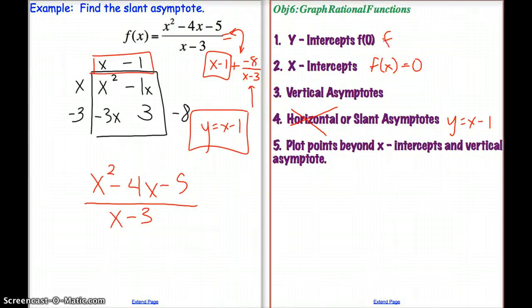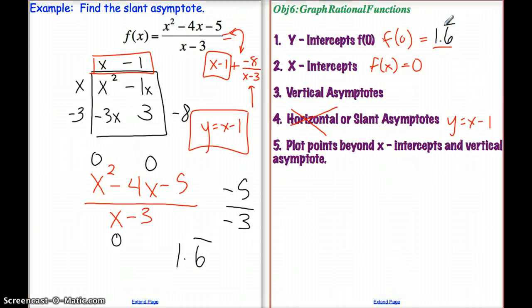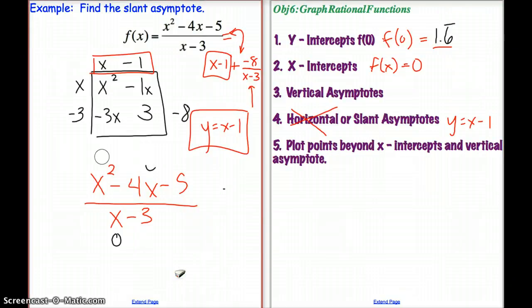Y-intercepts occur when we plug in 0. Okay, so let's plug in 0 and see what we get. If we plug in 0, we're going to get negative 5 over negative 3, or 1.6 repeating. So we have a y-intercept of 1.6 repeating. Okay? That's the first intercept. Now we're going to take a look at the x-intercepts.